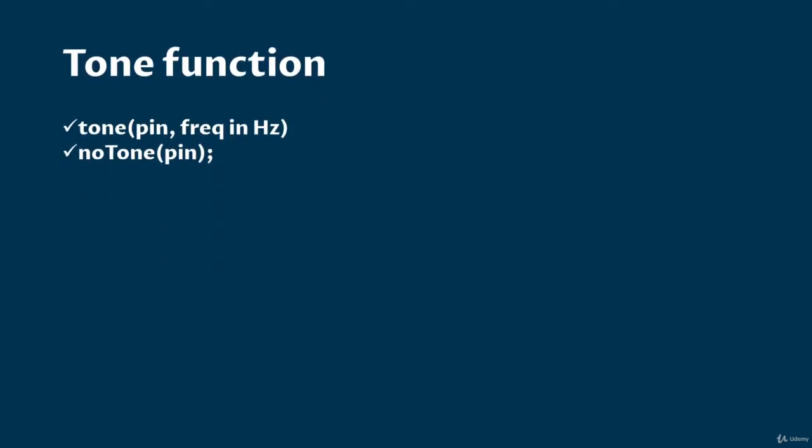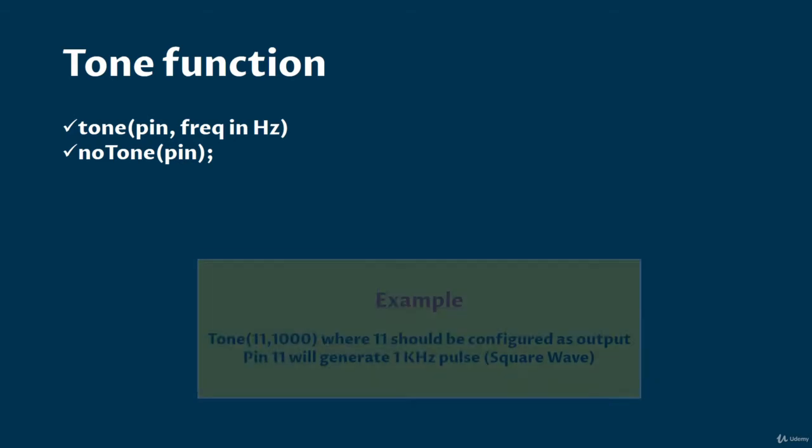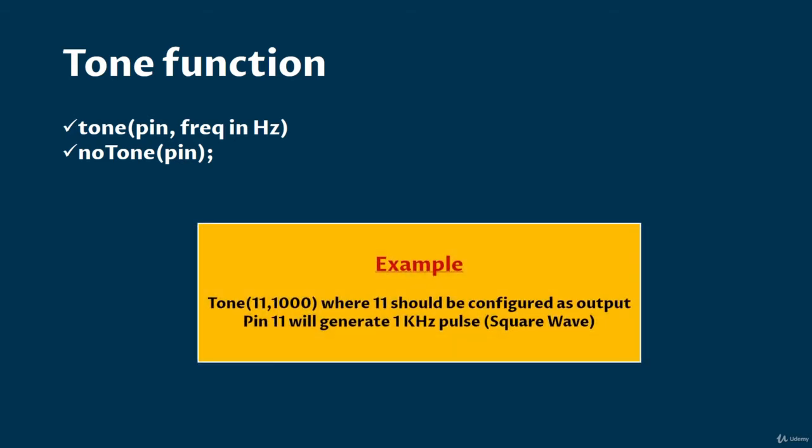Our next function is the tone function. The tone function is very simple. Look at the syntax. It's tone within bracket, pin number, comma, frequency in hertz. This tone function is one of the essential functions where you can generate a square pulse from any of the pins available in the Arduino Uno board. By square pulse, I mean a pulse of 50% duty cycle, so the on time and off time will be the same.